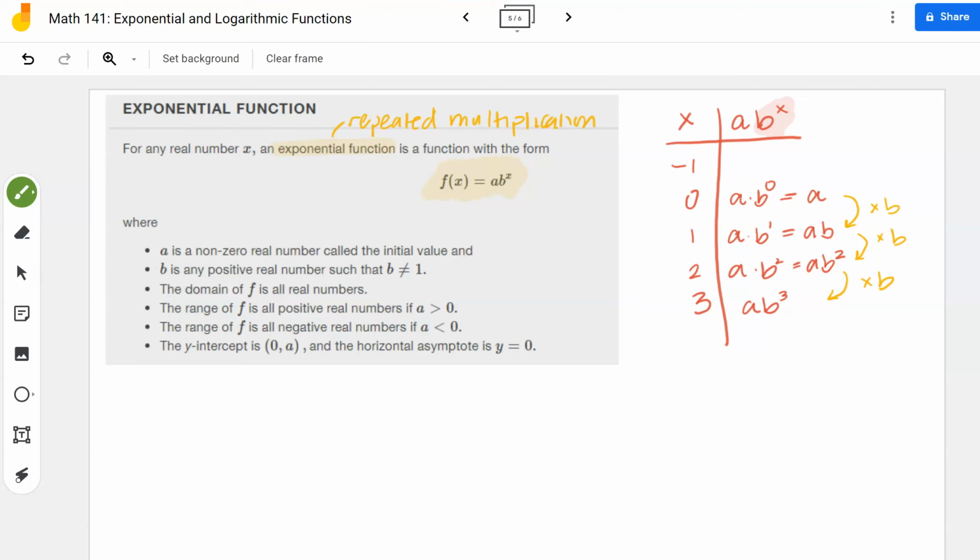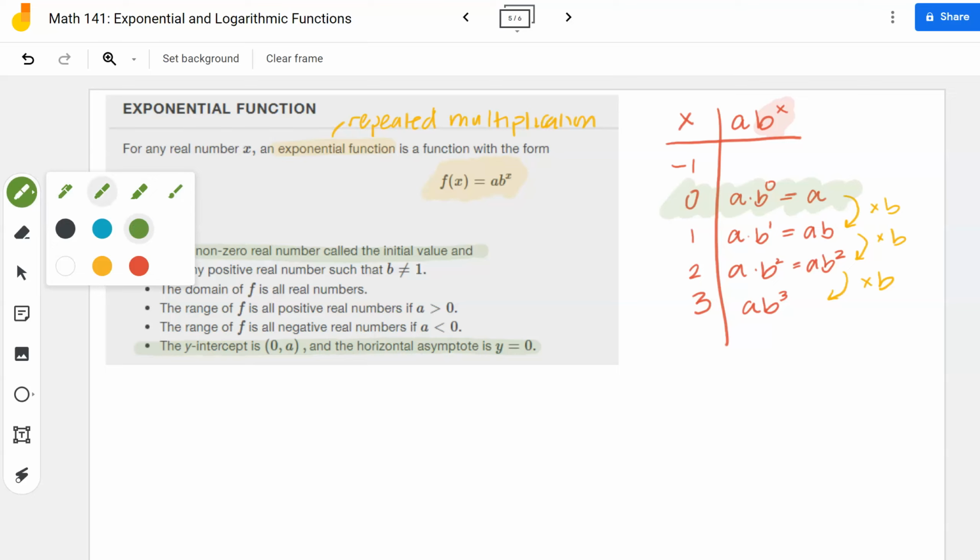Our first bullet point says a is a non-zero real number. It's called the initial value. So here, this is what they mean by initial value, right? It's where we started from. And we can also get the last bullet point here. On part of the last bullet point, we're going to get our y-intercept at (0, a). We can see that right there in that highlighted piece.